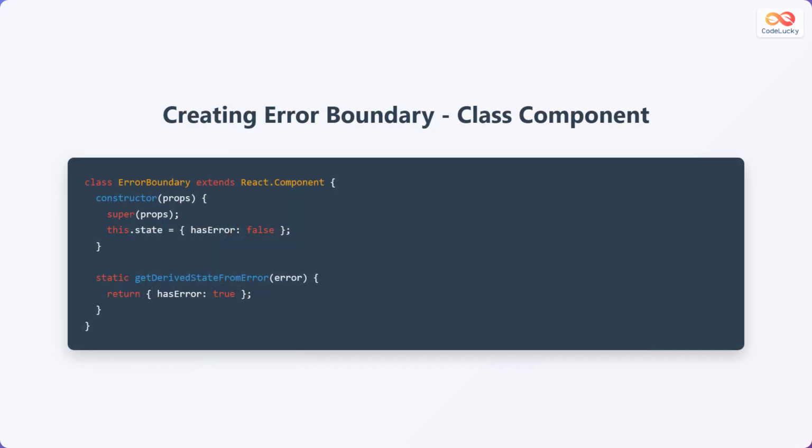To create an error boundary, you can start with a class component. Here is the basic structure. You define a class, in this case ErrorBoundary, that extends React's Component class. In the constructor, you initialize the state with hasError set to false. Then you define a static method called getDerivedStateFromError. This method is used to update the state when an error occurs.